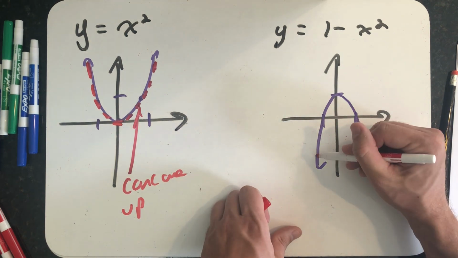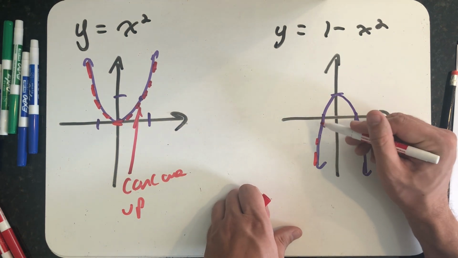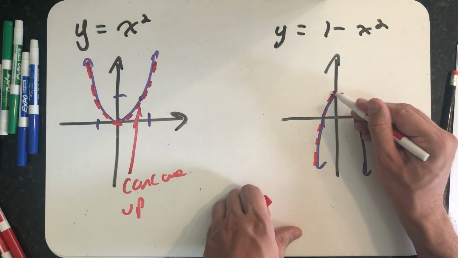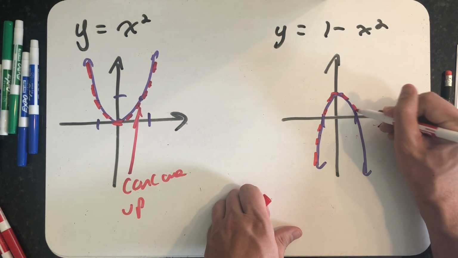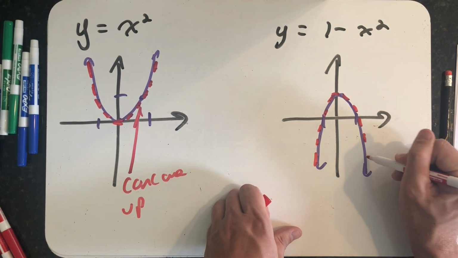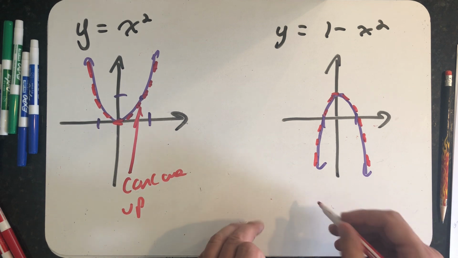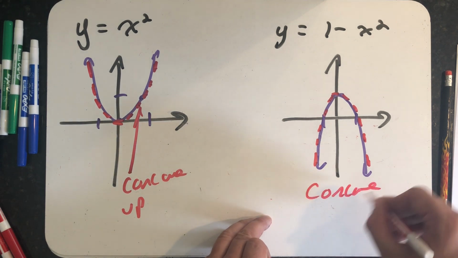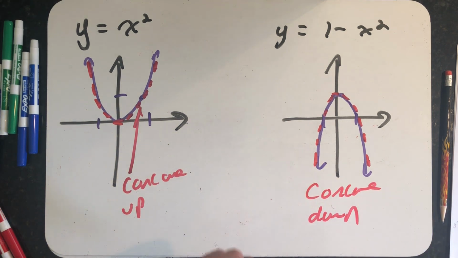Over here, that upside down parabola, my slopes are decreasing always, even on this side where the slope gets more and more negative as x goes from left to right. In our next video, we'll pick up a test for concavity.